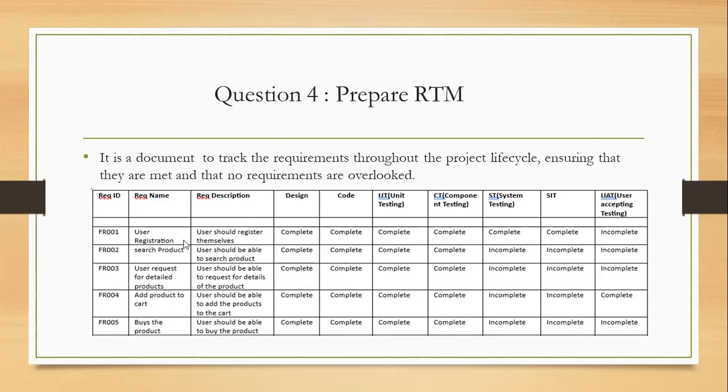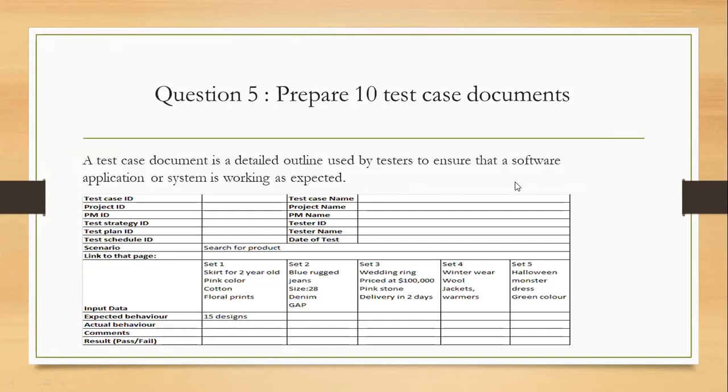You need to explain these functional requirements. For example, user registration: users should register themselves. Design is completed, code is developed, and testing is undergoing. Testing is also completed, user acceptance is incomplete. If UAT is complete, you will try to deploy with the client. This is about RTM. You need to prepare all the tables, at least 10 requirements.